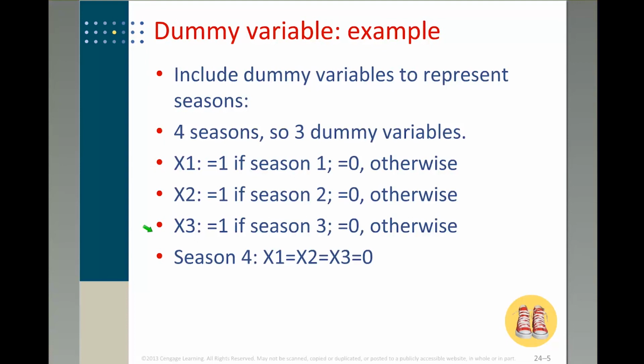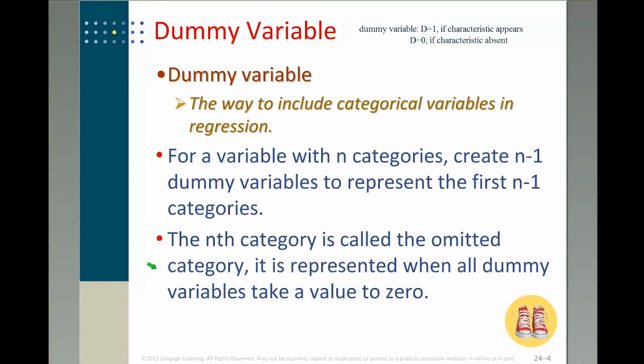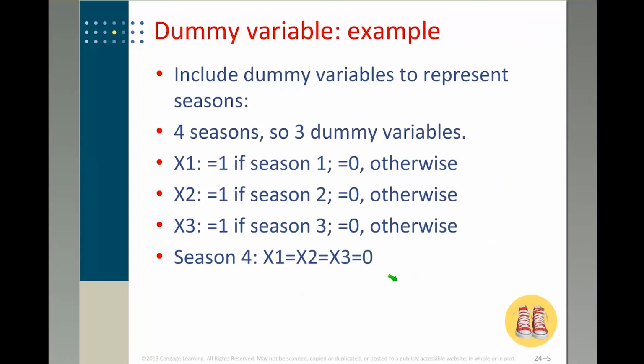What if we are looking at an observation that belongs to season 4? If that's the case, then we will find that all 3 dummy variables we created will take a value of 0. And whenever these 3 are equal to 0, that means we're looking at an observation that belongs to season 4. And lastly, we do have a name for the category that we omitted, or the category we didn't use a dummy variable for. It's called the omitted category, and the last one is usually the one omitted. It is represented when all dummy variables take a value of 0.